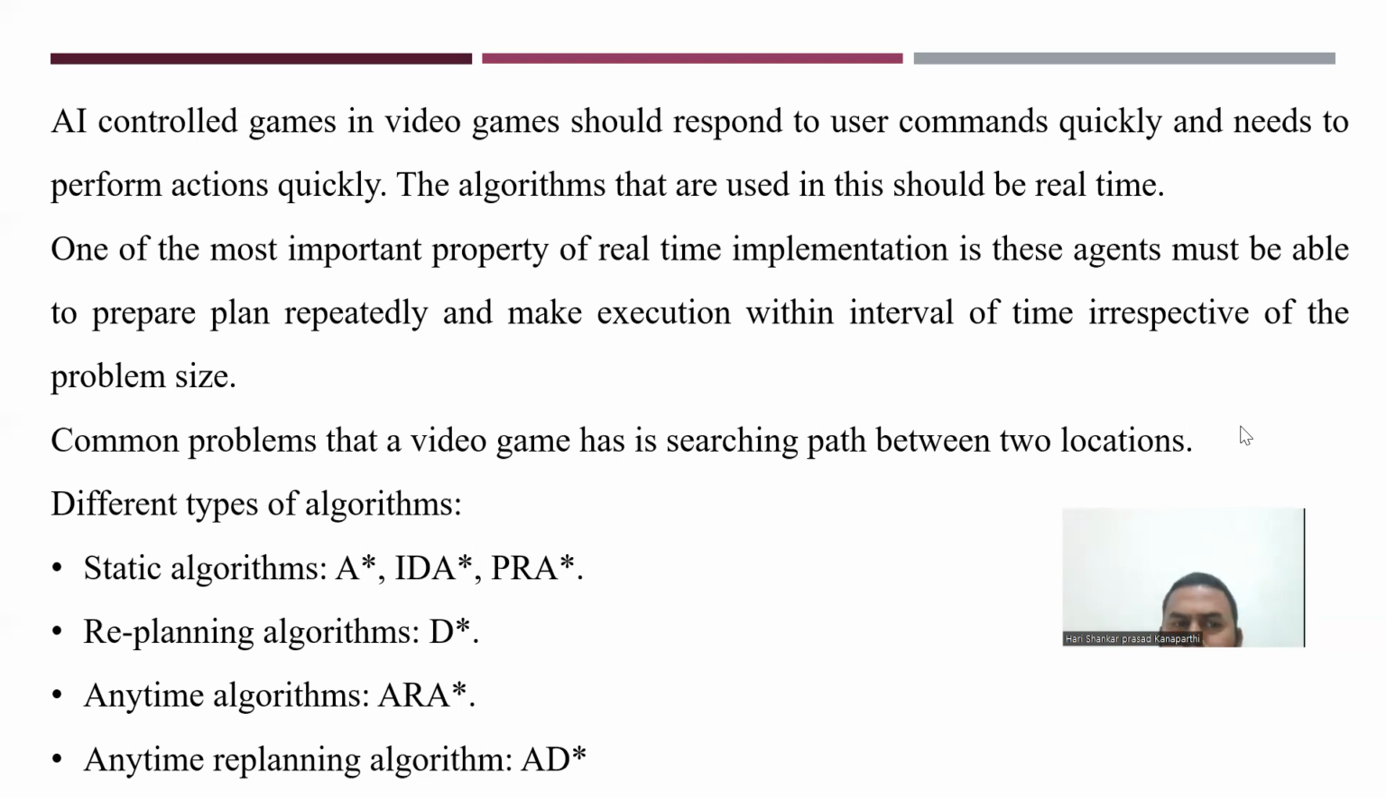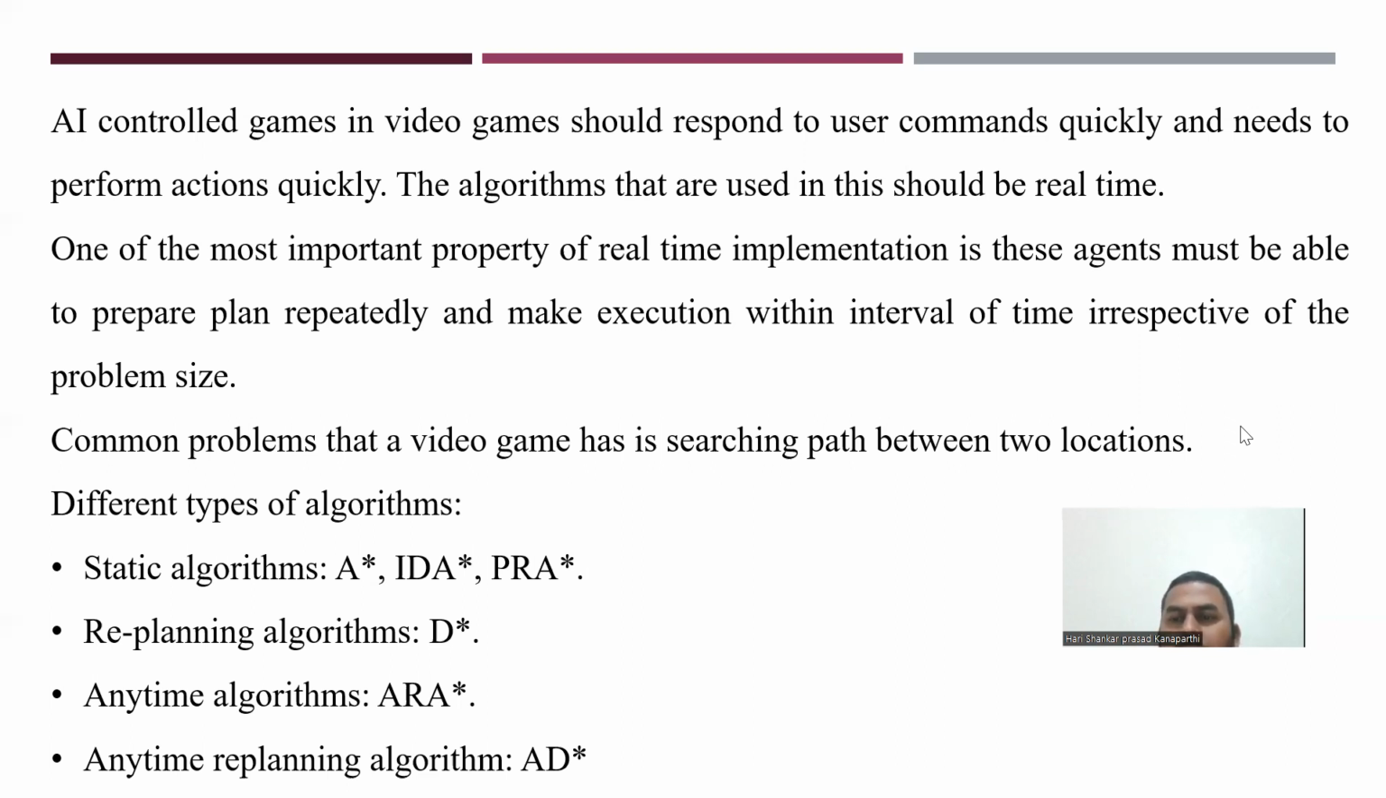One of the most common problems that video games have is searching for a path between two locations. When we take chess, for example, the agent must know what step needs to be taken to provide a counter to the other person outside the screen.